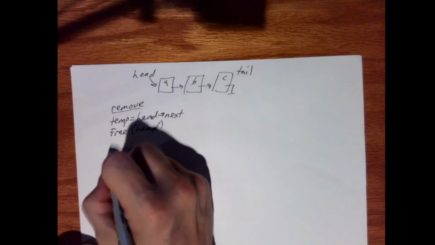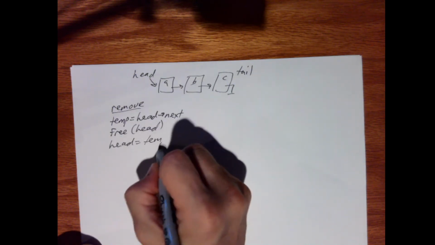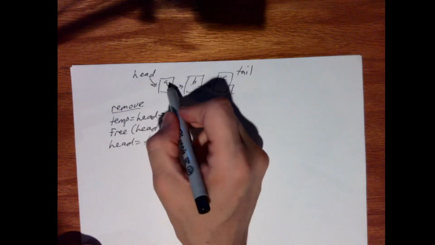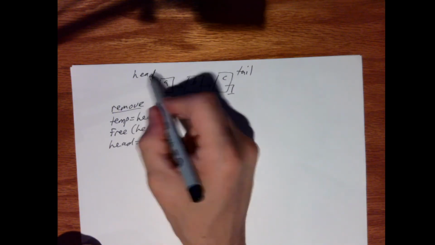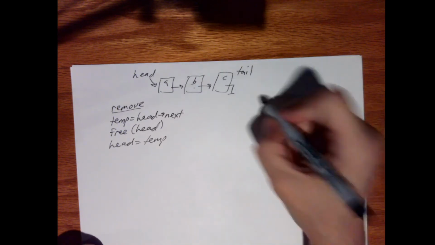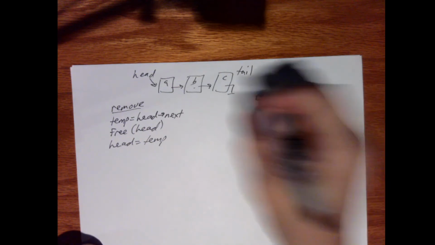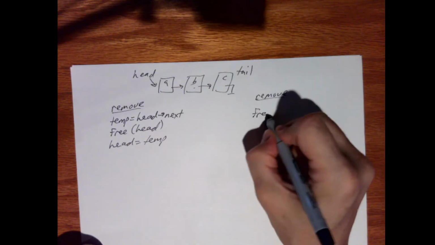And then head equals temp. So free head frees up this block of memory. Now I say head is equal to temp, which is pointing at this right here. What if I remove from this end? Well, certainly at some point I need to say free tail.